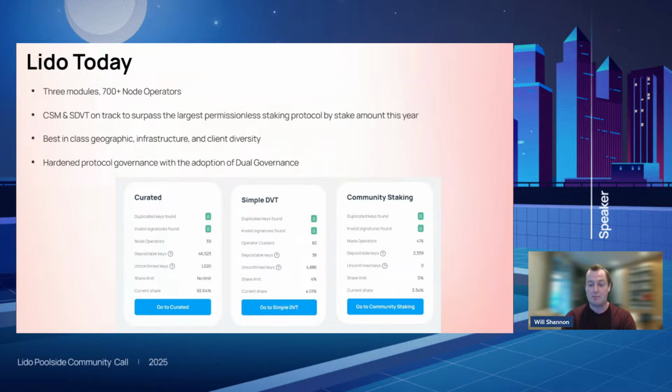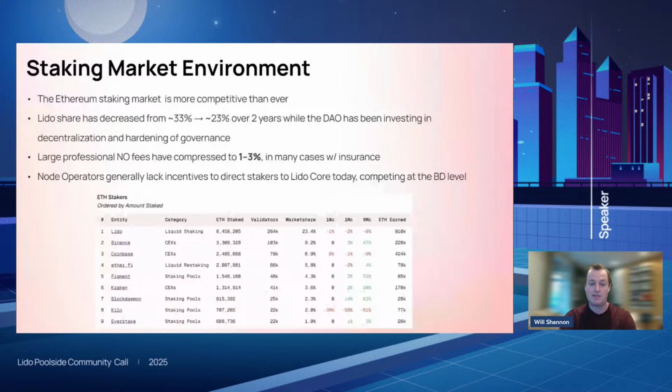And actually, right now where things are heading, both the community staking and simple DVT modules combined are on track to surpass the largest permissionless staking protocol by stake amount this year. Within the curated module, there's best-in-class geographic, infrastructure, and client diversity. And with the adoption of dual governance, protocol governance has very much been hardened. So as we sit here on October 16th, I can very confidently say Lido is the most decentralized at-scale staking protocol. But with that context, I want to talk a bit about where the staking market is headed.